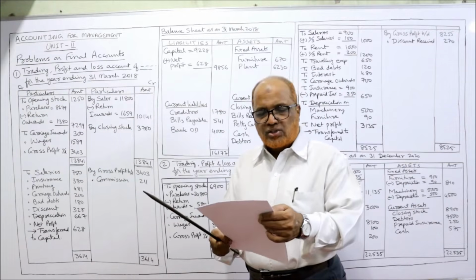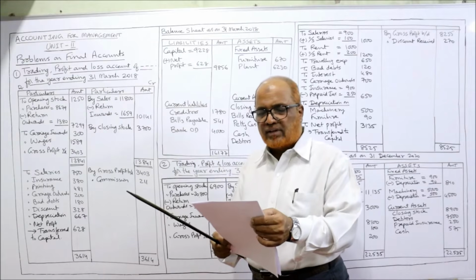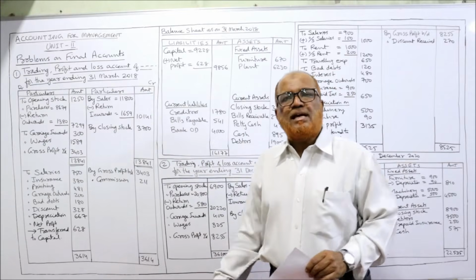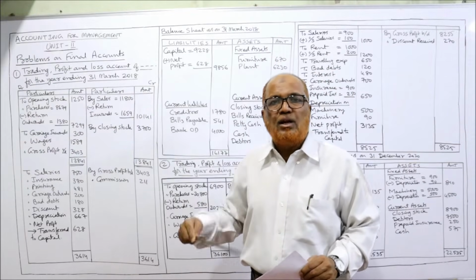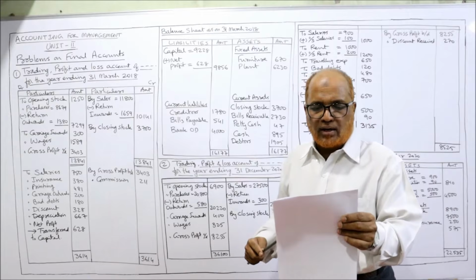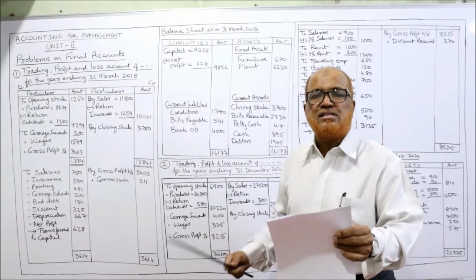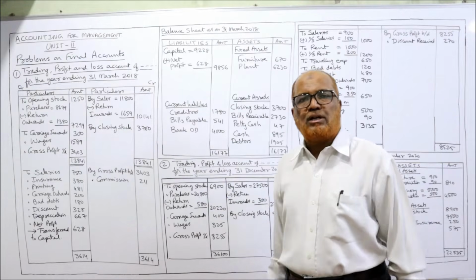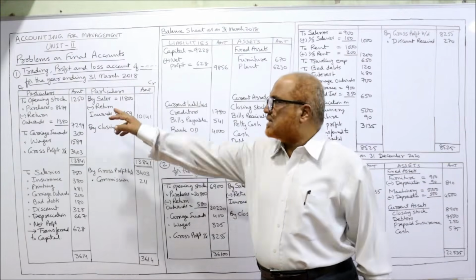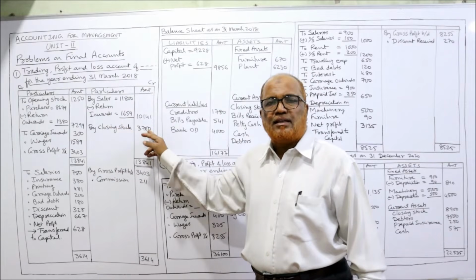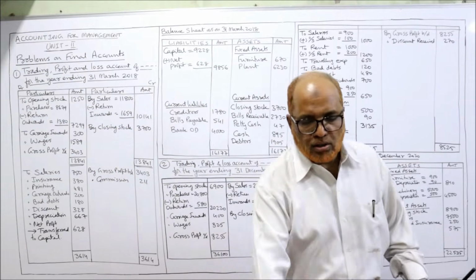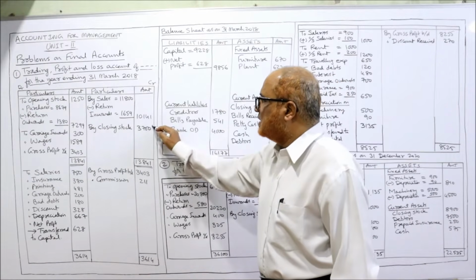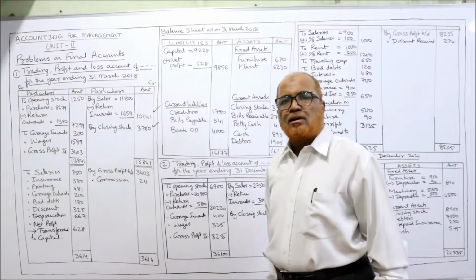After that, sales. Sales are given as 11,800. From sales, deduct return inward. How much is the return inward? It is given as 1659. Deduct, and you will get 10,141. So always on the credit side, sales minus sales return; take the net sales in the outer column. Closing stock is given below the trial balance, 3,700. So there are two items on the credit side.